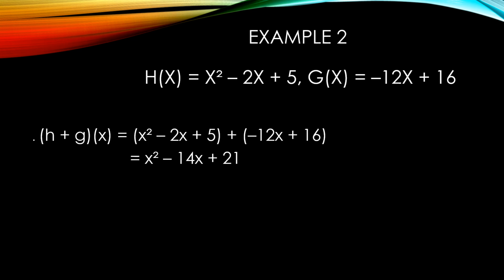form. So it will be in this form like this: x squared minus 2x plus 5 for h of x, minus 12x plus 16 for g of x. And there's an addition sign here. So here we group like terms, which will be x squared, minus 2x minus 12x will be minus 14x, 5 plus 16 will give us 21. So this expression is representing the function h plus g of x.